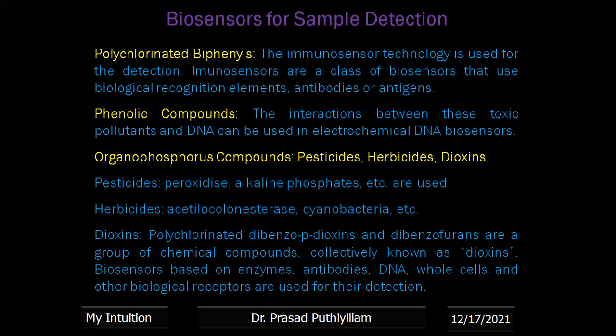And dioxins, they are the polychlorinated dibenzopyradioxins and dibenzofurans, chemical compounds collectively called dioxins. These dioxins are potentially toxic substances for humans, impact the environment, and reach the food chain accidentally. They are available in water as well as soil. The detection of dioxins is done with biosensors based on enzymes, antibodies, DNA, whole cells, and other biological receptors.